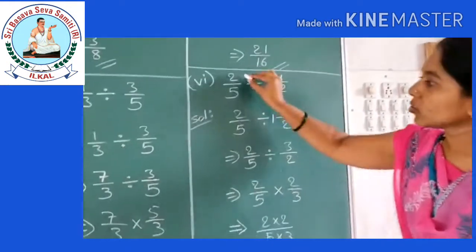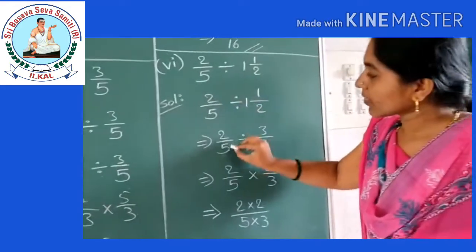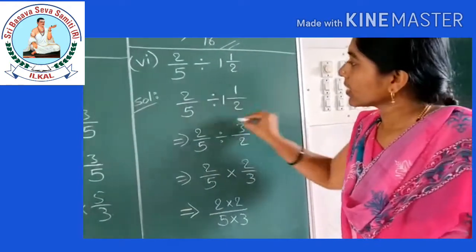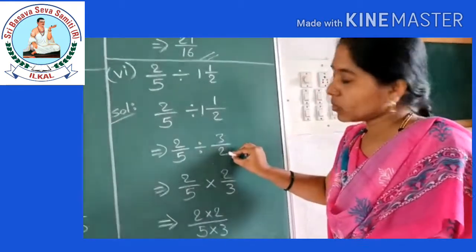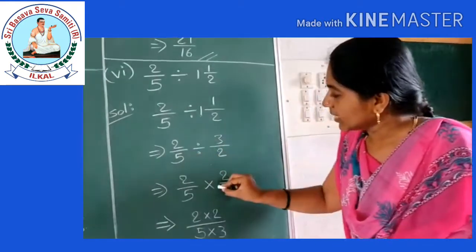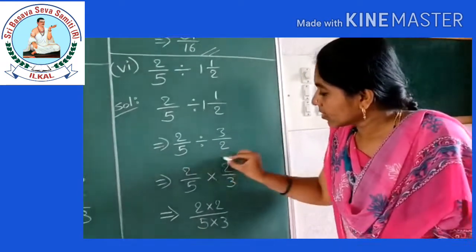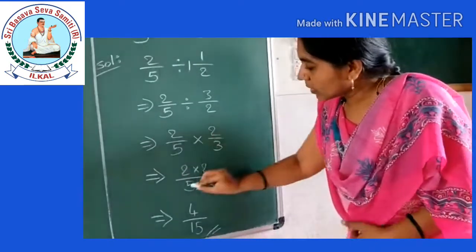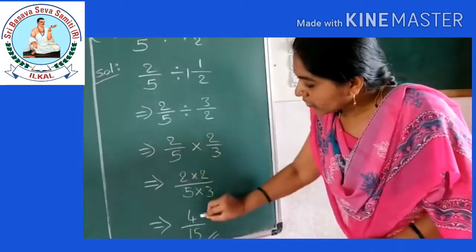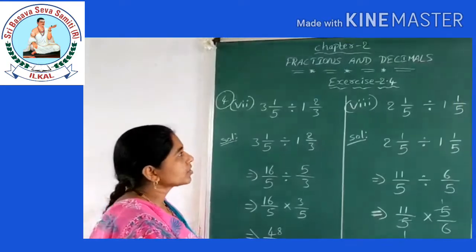Next one. 2 by 5 divided by 1 integer 1 by 2. 2 by 5 as it is, write down, children. This one, convert to improper. 1 2s are 2 plus 1 is 3 by 2. 2 by 5 into 3 by 2, reciprocal is 2 by 3. Then 2 into 2, 5 into 3, means numerator into numerator and denominator into denominator. 2 2s are 4, children. 5 3s are 15.